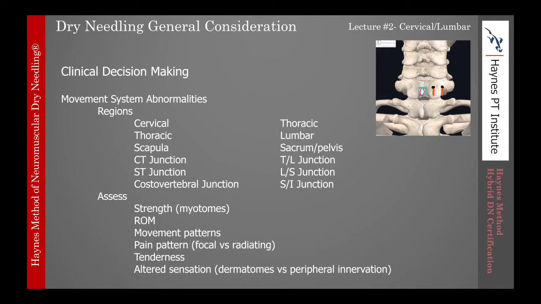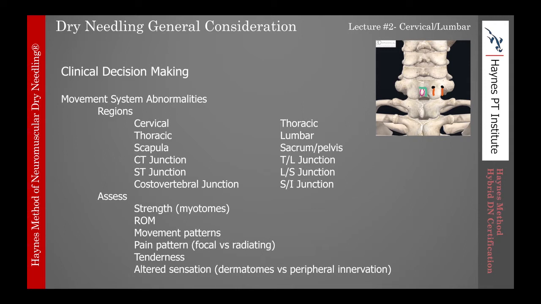So in our case today, dealing with the cervical and lumbar spine, dealing with the cervical, the regions, the movement system that we have to look at, it would be both the cervical and the thoracic. We need to look at the scapula and its function, its involvement with the cervical spine as well. We need to evaluate what's happening at the CT and the ST junction, and then again at the costovertebral junction. So quite a few things that could come into play when we're dealing with a cervical pain.